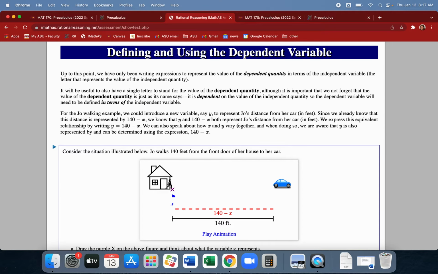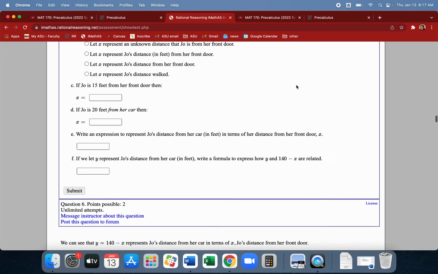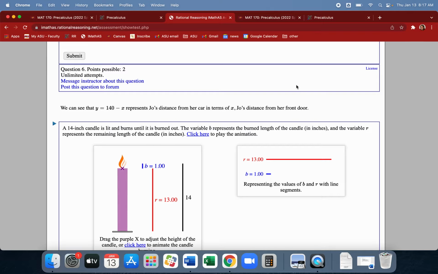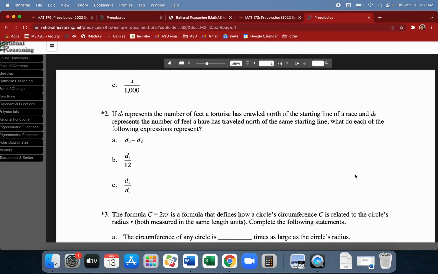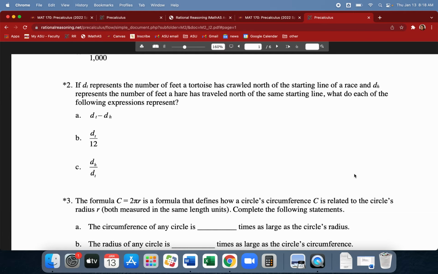And then this other part, which we haven't gotten to yet, is defining and using the dependent variable, which is just about assigning more letters to things that are varying when we want to describe how two things are related to one another. All right, but in any case, back to this investigation. If d sub t, the d with the subscript letter t, represents a number of feet a tortoise crawled north of the starting line of a race, and d sub h represents the number of feet a hare has traveled north of the same starting line, what do each of the following expressions represent?